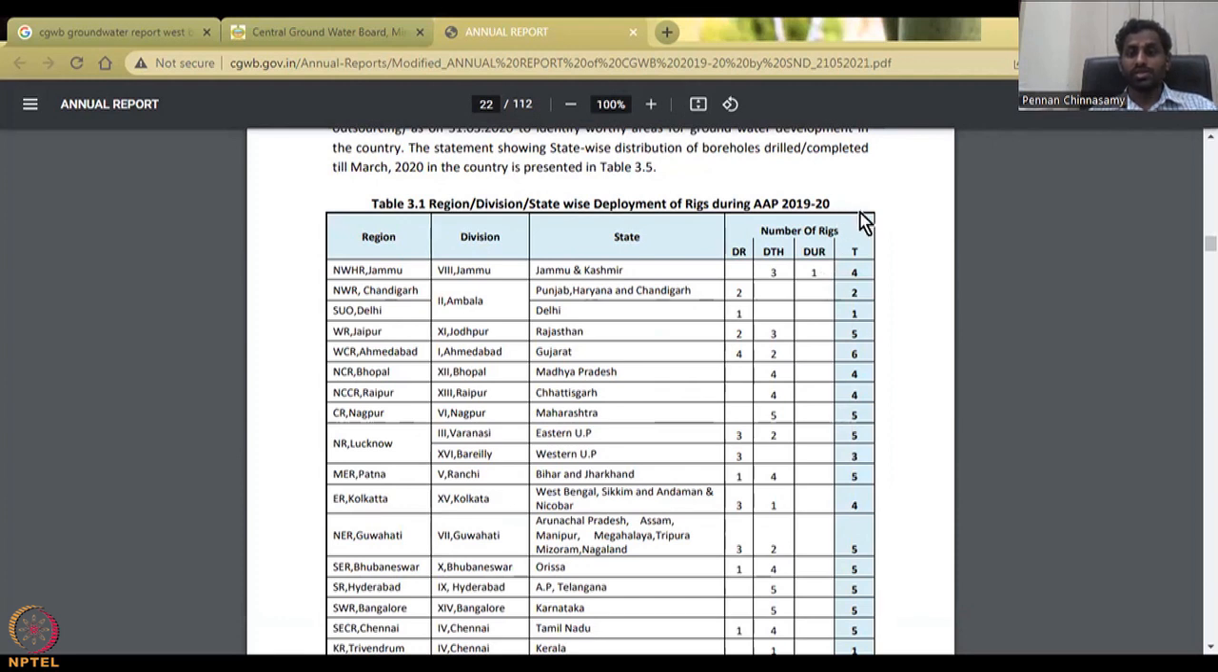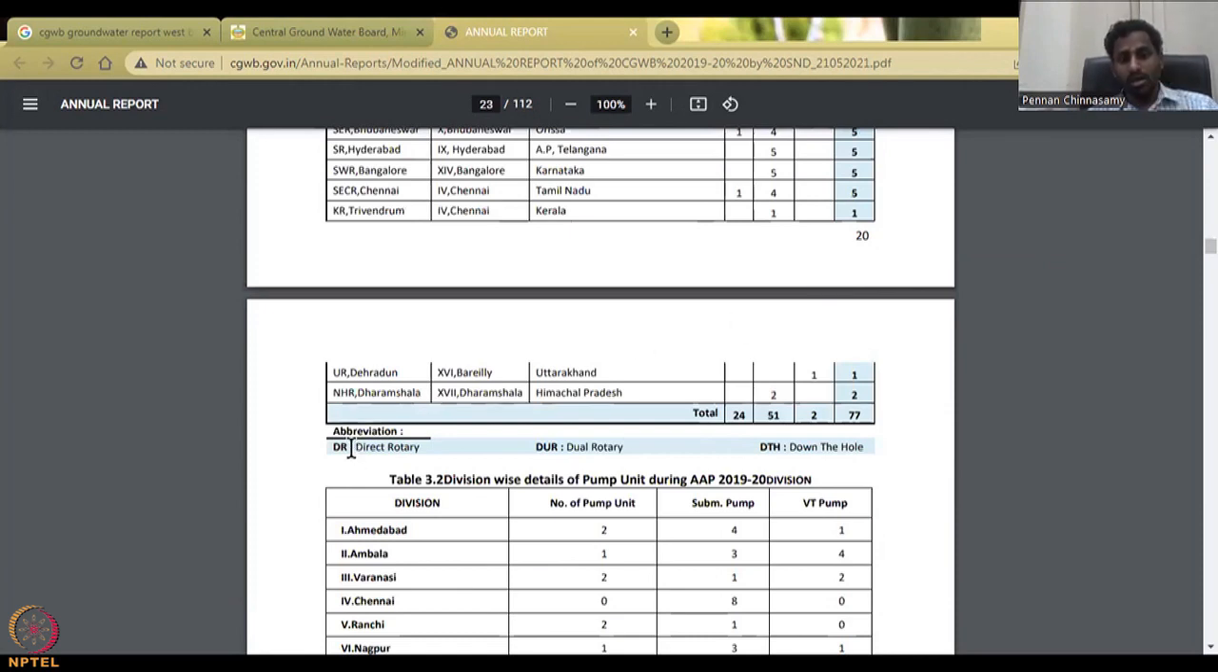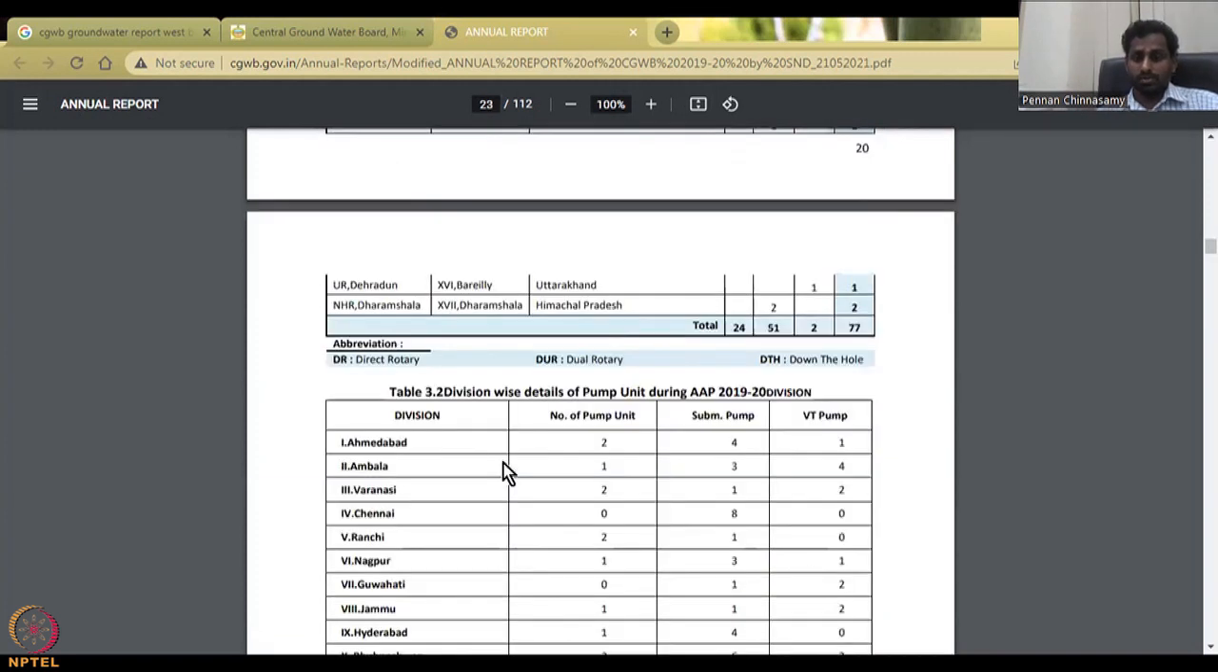And then how many rigs they did, how many samples they collected, the rig samples, the deep drilling samples, how many they went, and all these small abbreviations are given normally in the text. So if you go through the text here, it is dia-tri rotary, dual rotary, down-the-hole methods. Every single method is captured, and then they show the total number of drills done. For example, you would see 6 drills are done in Gujarat for sure, because more data is needed. More depletion is going on, so they would like to see more data to understand why the depletion is going on.